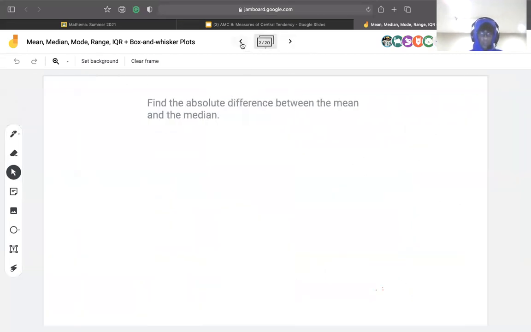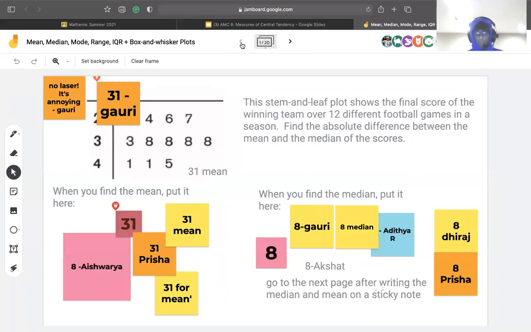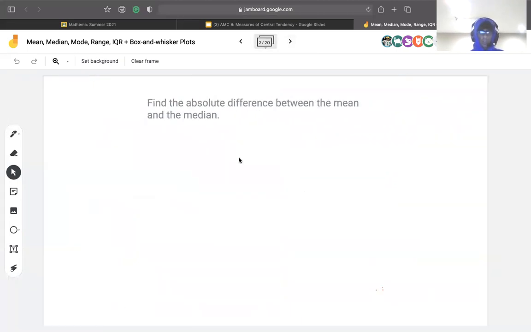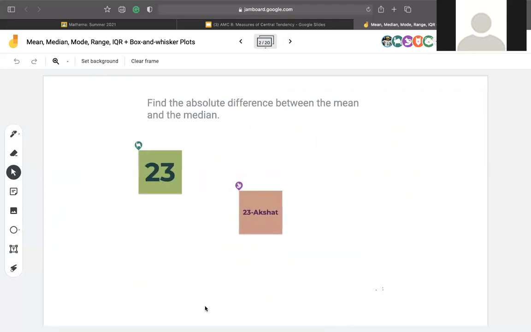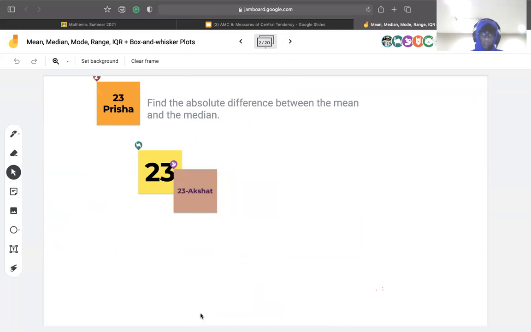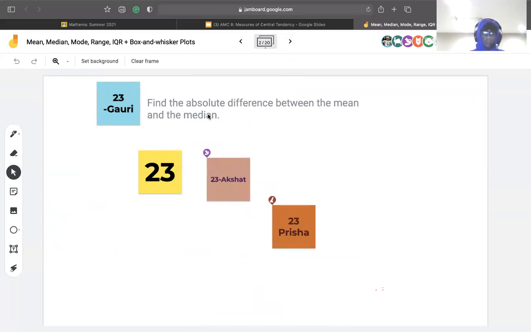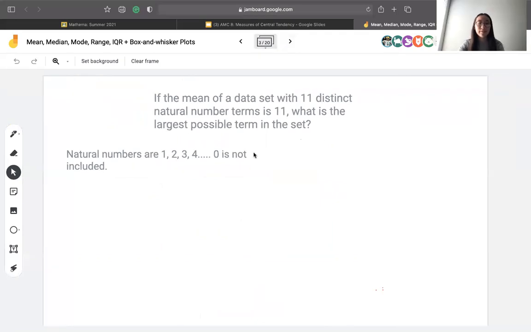Okay, so people are saying that 8 is the median and 31 is the mean. So find the absolute, and on the next slide, put the absolute difference between these two. Is the absolute difference the absolute value of the difference? Basically, yeah. So it's going to be 23, right? Okay, good job. And now we're going to go to this one.